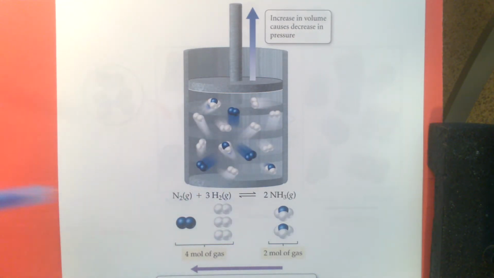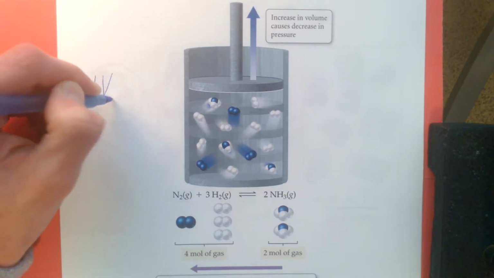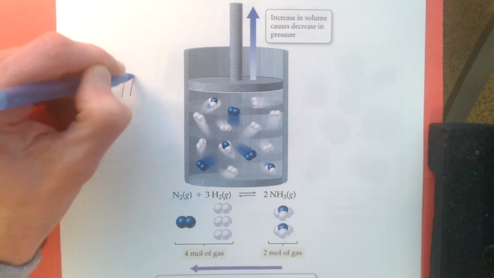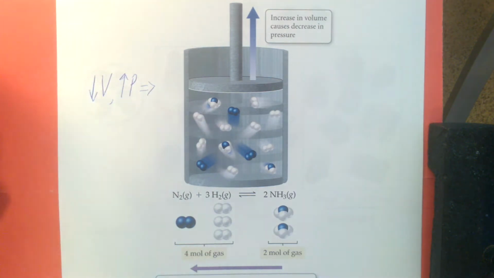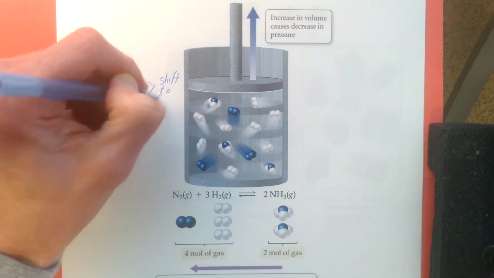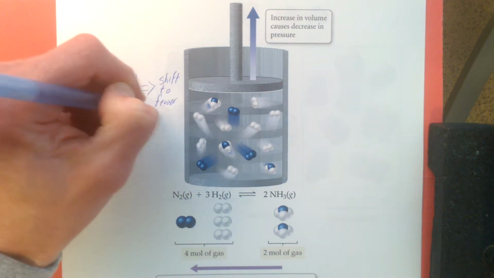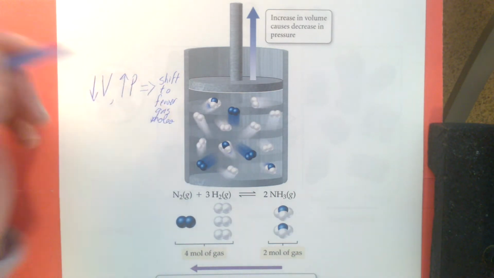Okay, so we go to the side with more moles of gas. After these two pictures, if you see a decrease in volume, which will increase pressure, what happens? This will cause a shift to fewer gas moles. Okay, there'll be less gas.